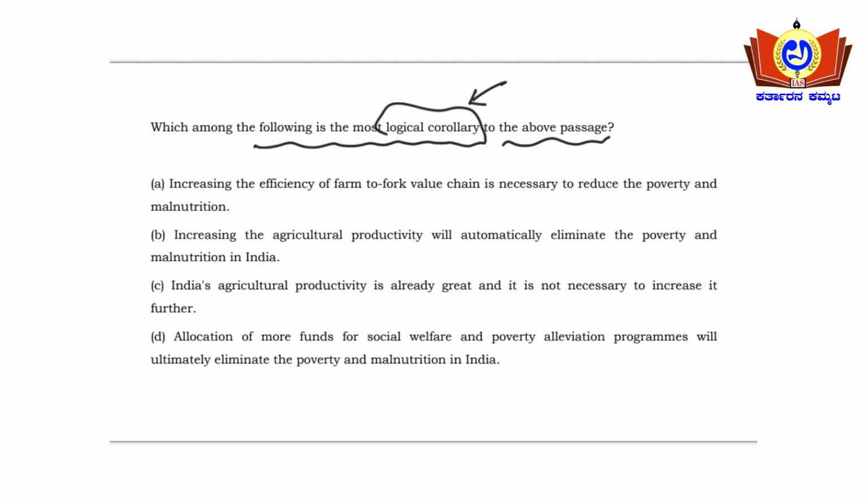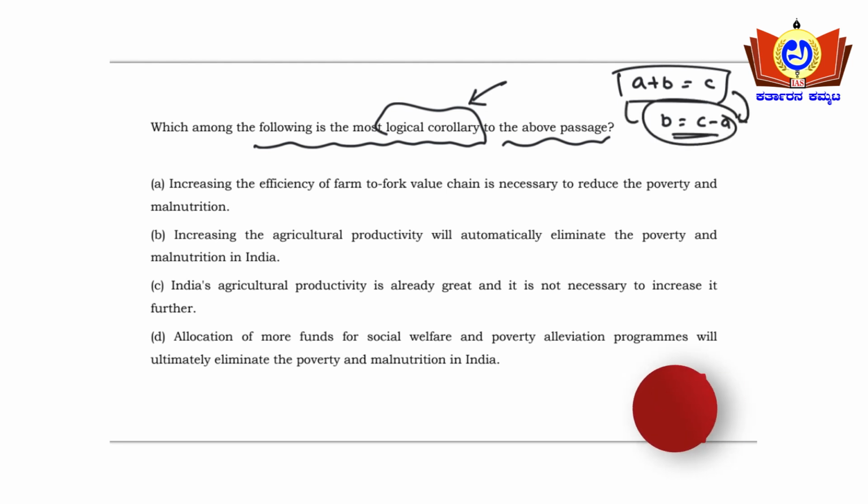Yes or no? Similarly, if there is a statement that A plus B equals C, then obviously B will be equal to C minus A. This is a logical inference, right? A logical corollary, because it follows from the proof given here: A plus B equals C. In this simple example I am explaining what we mean by logical corollary. So this kind of possible explanation you need to search for from the options here.